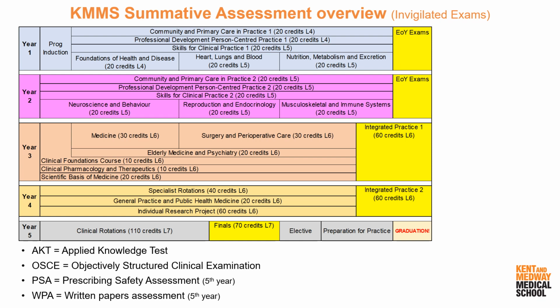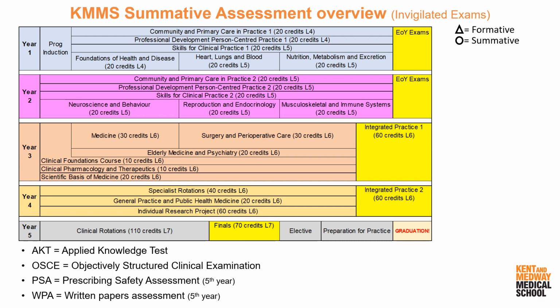This is the second presentation of the KMMS Summative Assessment Overview, and here we will focus on the invigilated exams for KMMS across the program. This does not mean that there are not other summative assessments in certain modules like essays, e-portfolio, which is really important, and students need to take very clear attention to those as well. But we will now just focus on the invigilated exams across the program.